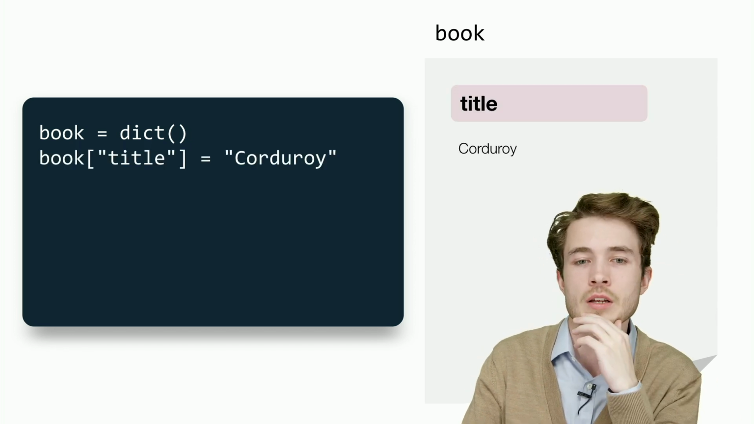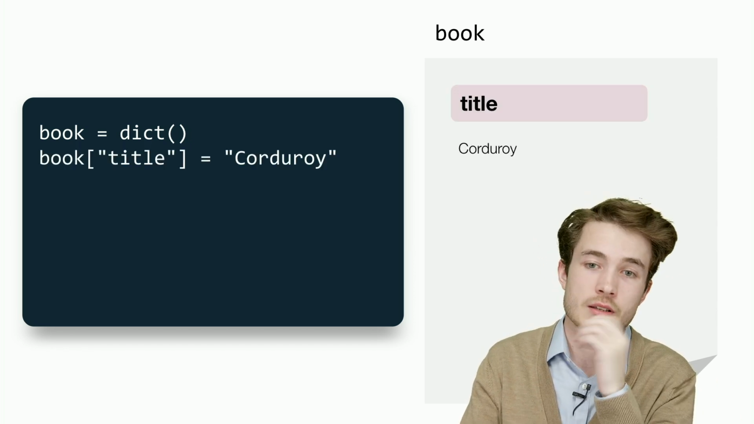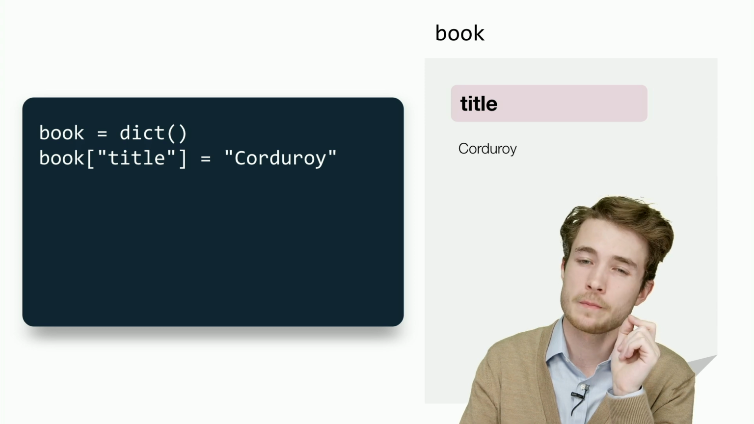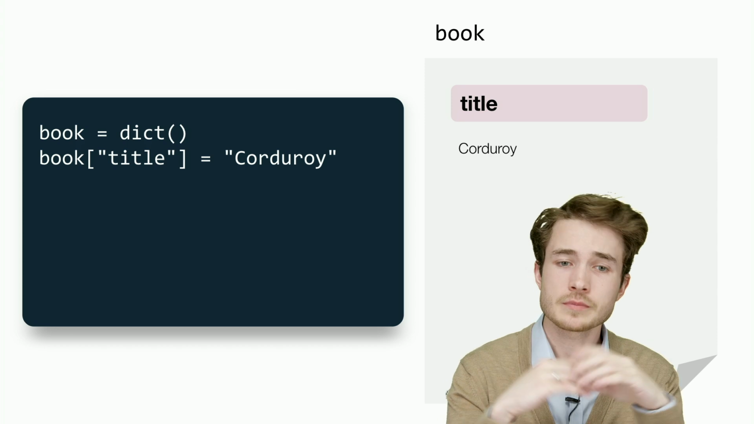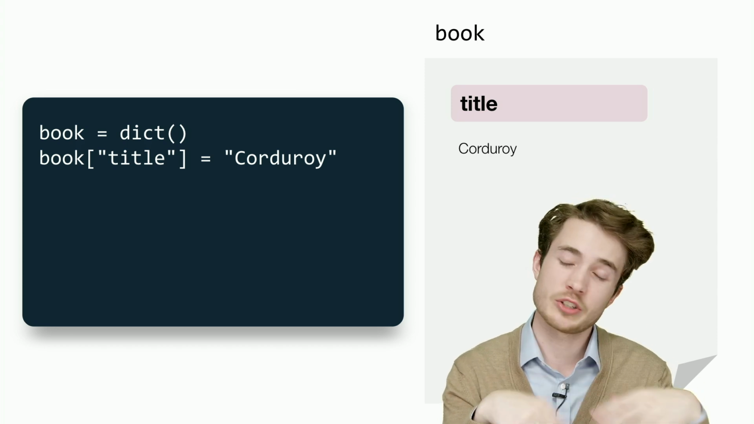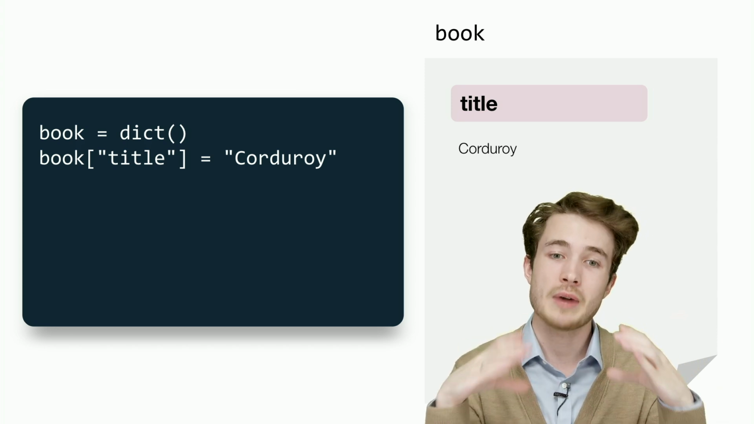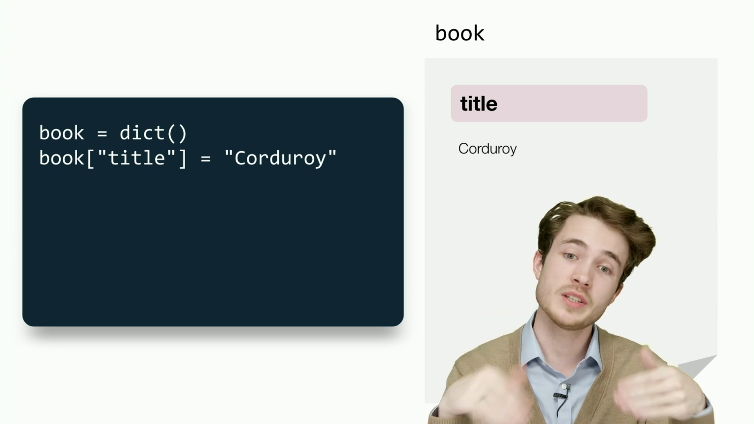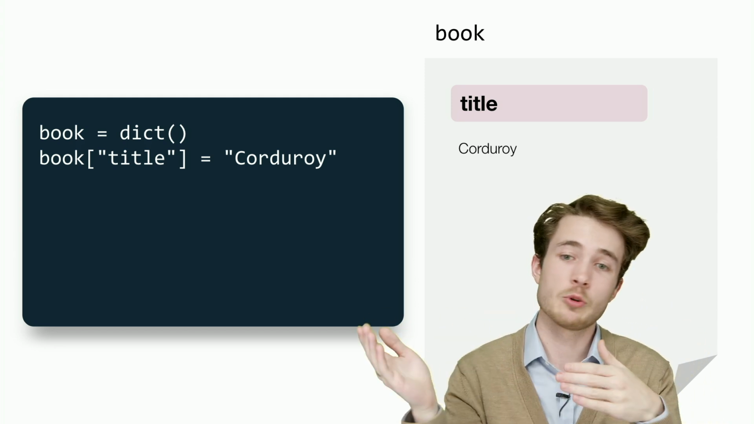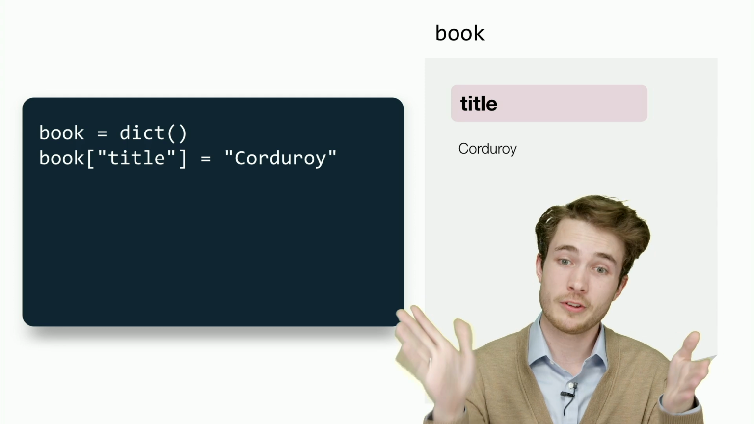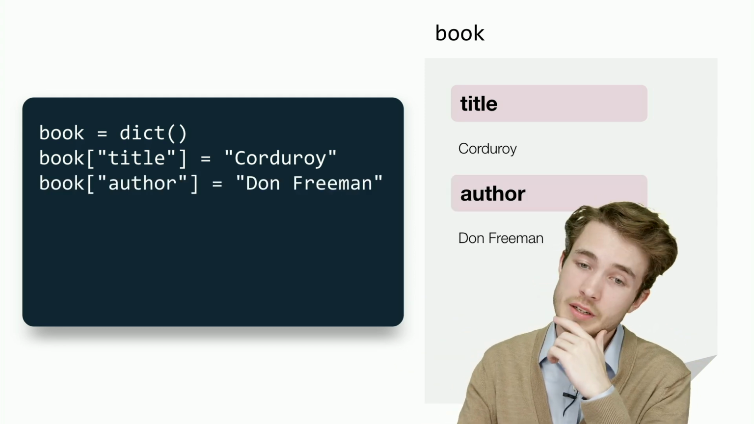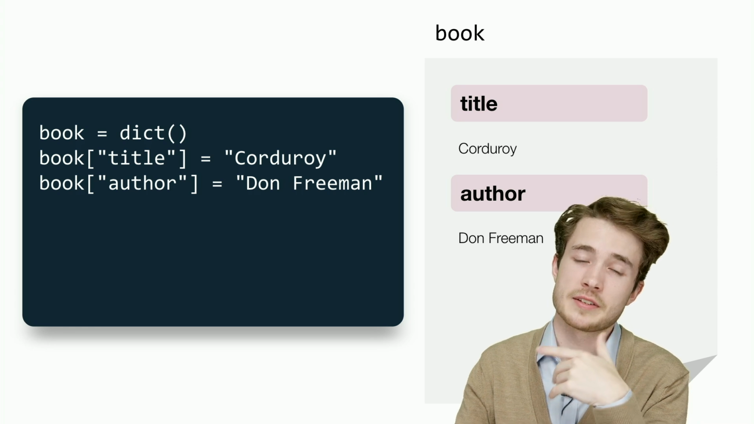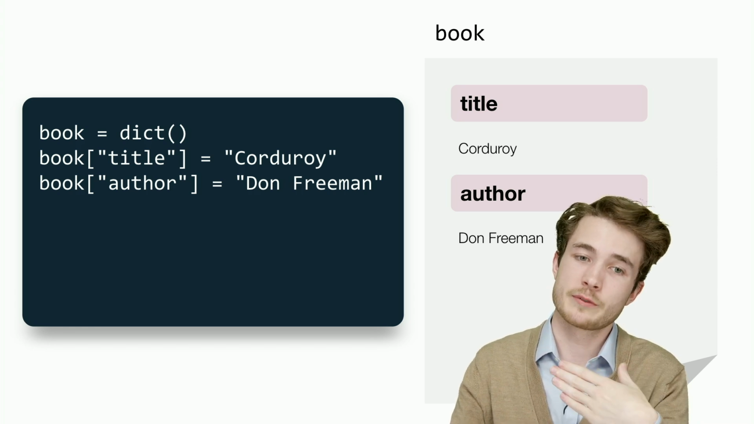So I could do this. I could say, make sure you add this key called title and give it the value Corduroy. So this bracket notation is back. But now, to add a key to a dictionary, we're going to use that. So we're going to say book bracket title to insert a new key called title and give it the value Corduroy. And we could also do it for the author. We could say book bracket author is Don Freeman in this case. So we're going to say that in this case, this book's author is Don Freeman.